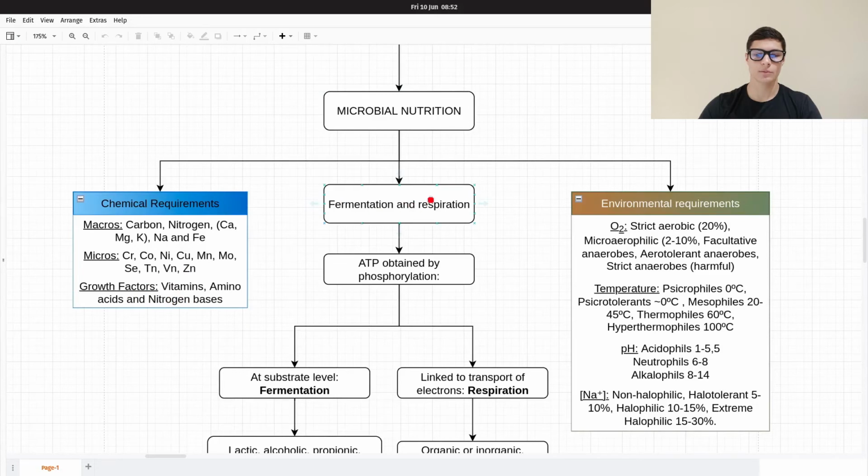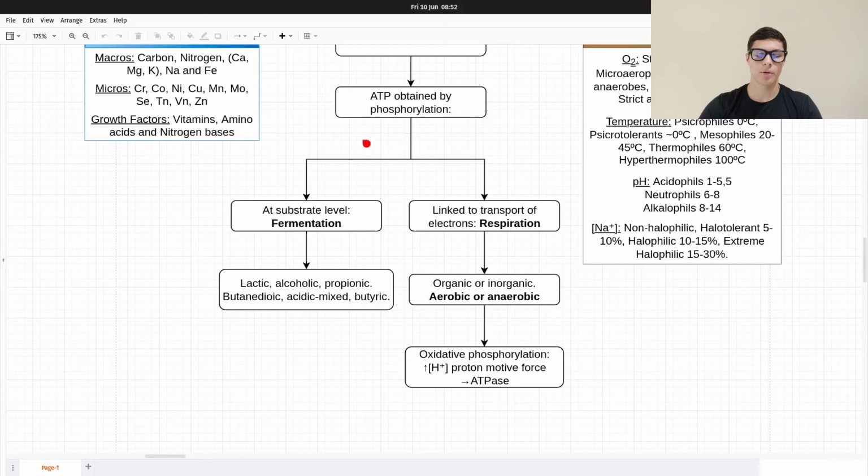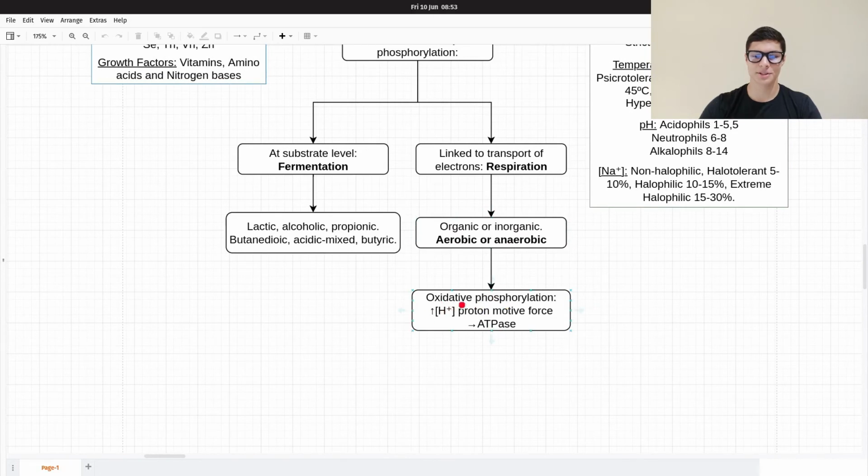The fermentation and respiration. They can obtain ATP using both of them, either fermentation at a substrate level, and it can be lactic, alcoholic, propionic, butanoic acid mixed, or butyric. And then we have the other part, which is the respiration using the transport of the electrons. This can be either organic or inorganic, aerobic or anaerobic. They use the mechanism of oxidative phosphorylation using the electron transport chain.